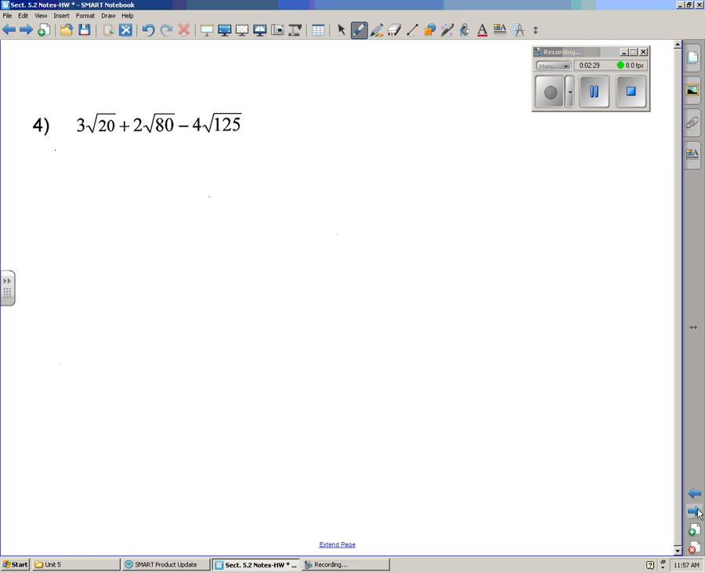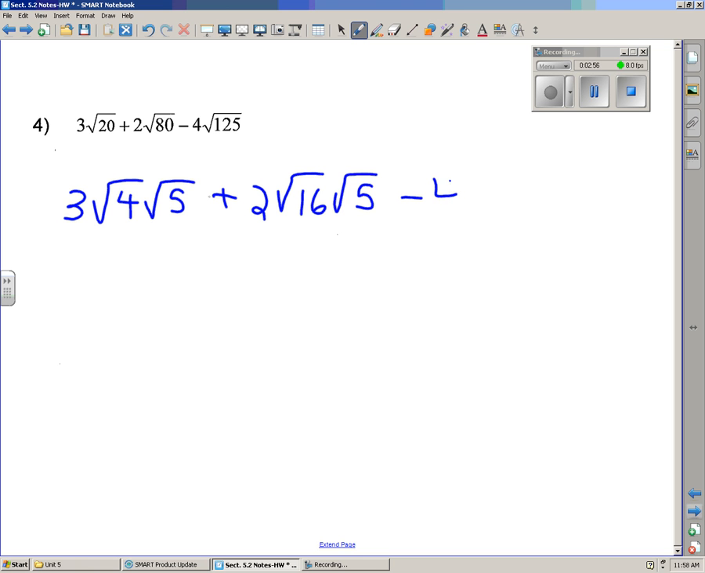Let's take a look at 4. Radical 20, radical 80, radical 125. Use my perfect square chart, and I realize that 4 is the largest perfect square into 20, so that becomes 3 radical 4 radical 5. Out of 80 I can get 16, so 80 becomes 2 radical 16 radical 5. And 125 I can divide by 25, so I get minus 4 radical 25 radical 5.